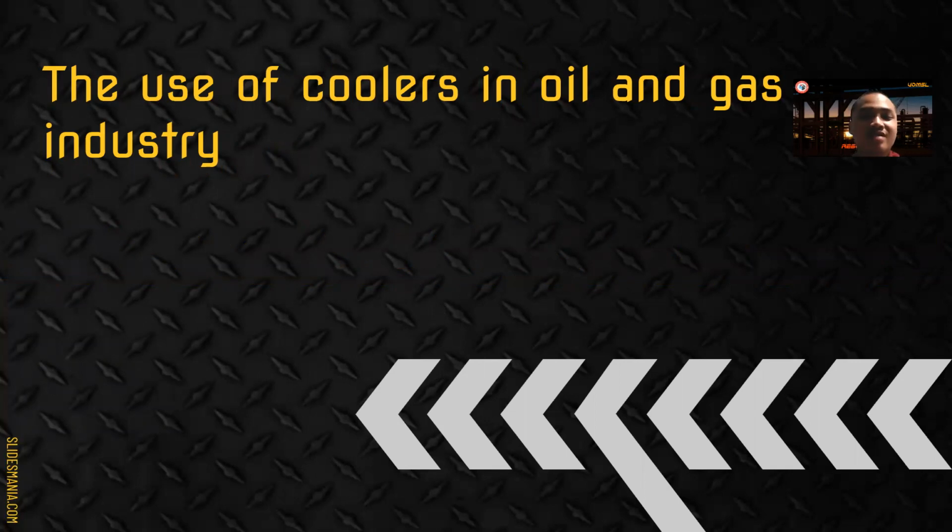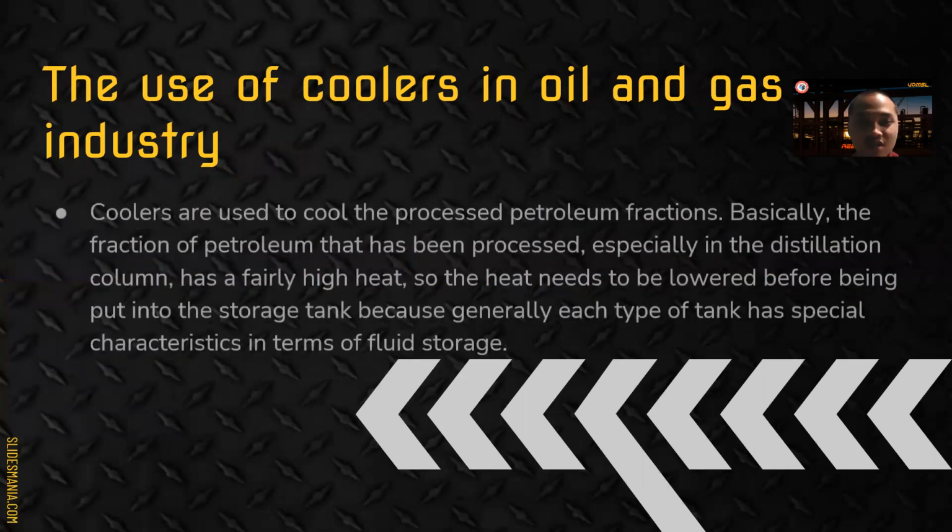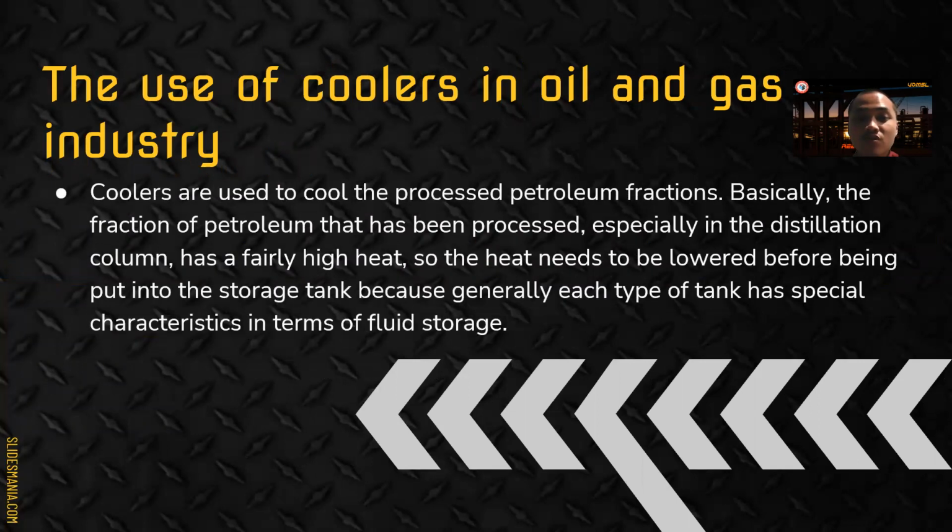The use of coolers in the oil and gas industry. Coolers are used to cool the processed petroleum fraction. Basically, the fraction of petroleum that has been processed, especially in the distillation column, has a fairly high heat, so the heat needs to be lowered before being put into the storage tank, because generally this type of tank has special characteristics in terms of fluid storage.